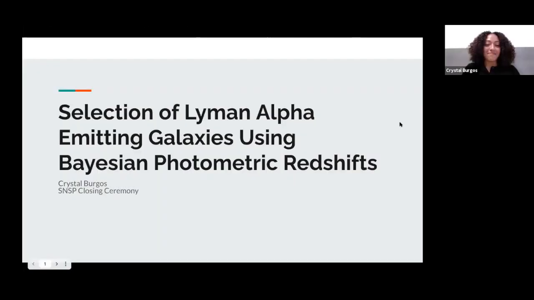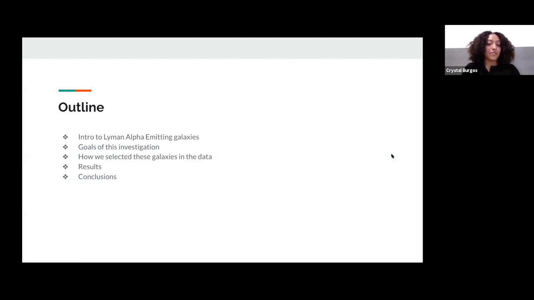So, I'm Crystal. I'll talk to you guys today about the selection of Lyman alpha emitting galaxies using Bayesian photometric redshift. I'll start by introducing what Lyman alpha emitting galaxies are and why they're important. And then I'll talk about the goals of this investigation and how we selected these galaxies in the data. After, I'll show you the results, and then I'll conclude my presentation.